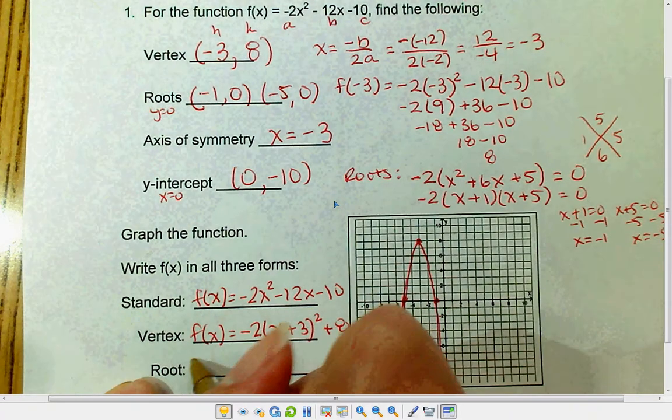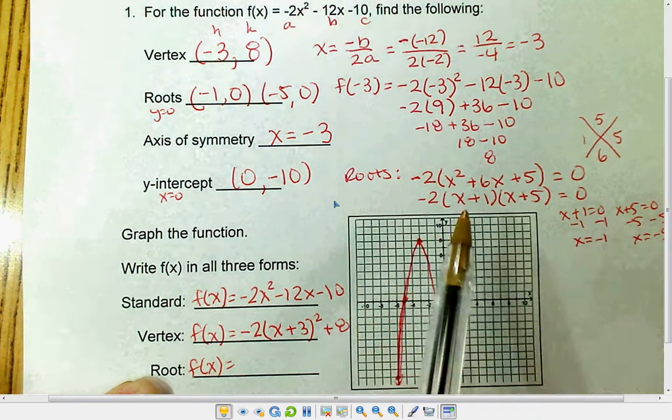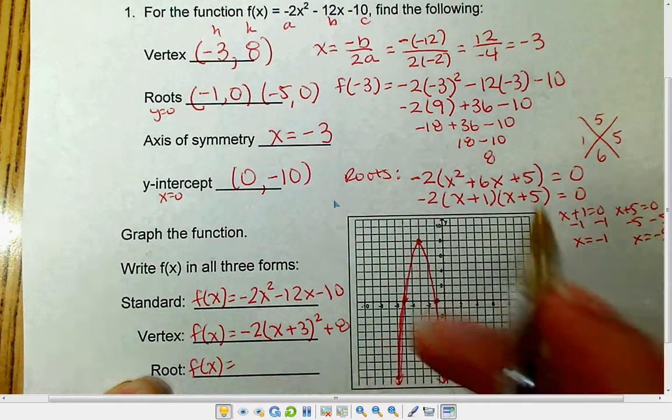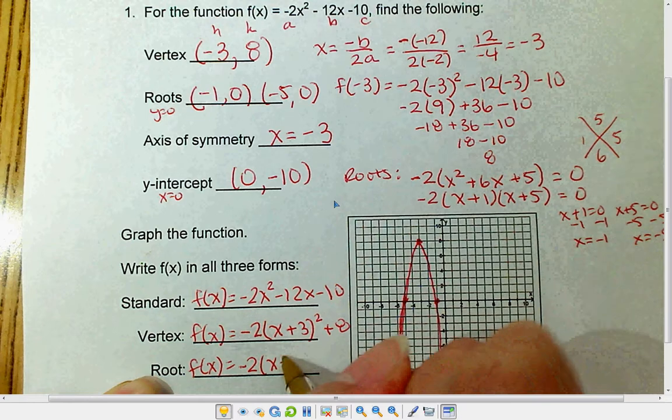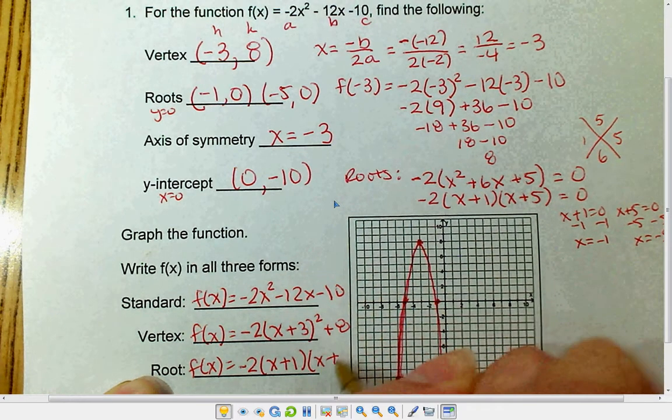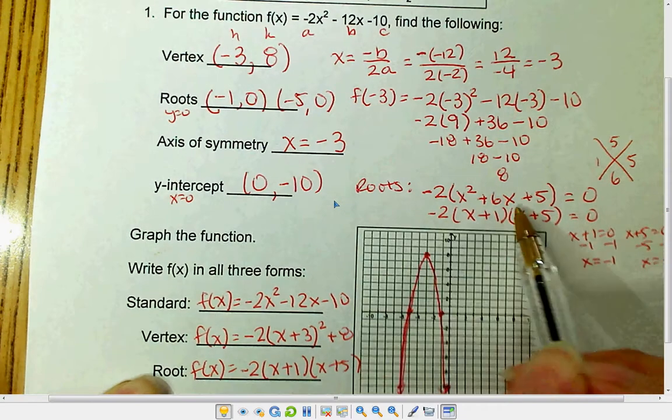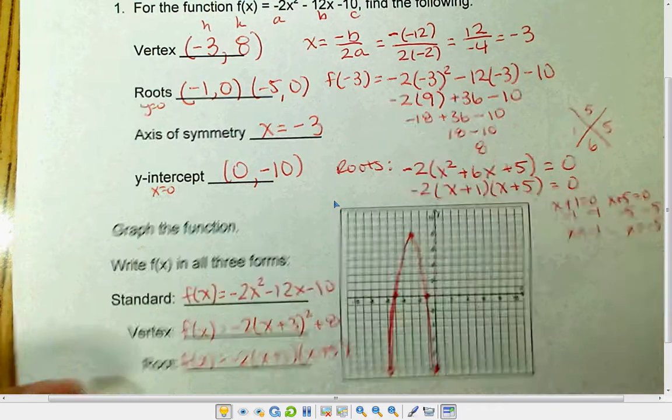For our root form, we've actually already found it. It's right here, it's just factored out. So this is negative 2, we have x plus 1, x plus 5. This right here is our root form.